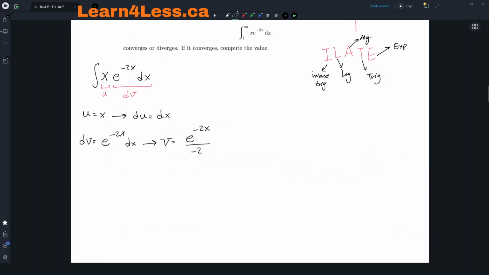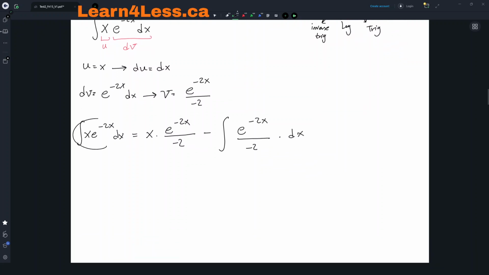So we have the integral of u dv, which is our original integral, so I just write it down again. The integral of x e to the power of negative 2x dx is equal to uv, which is x multiplied by e to the power of negative 2x over negative 2, minus the integral of v du. Here we have v, and here we have du, which is simply dx: e to the power of negative 2x over negative 2 times dx.